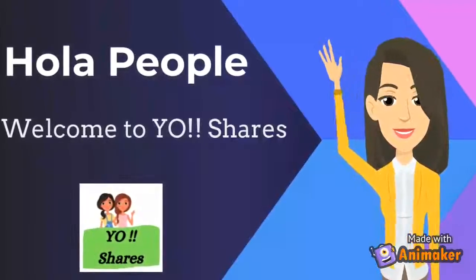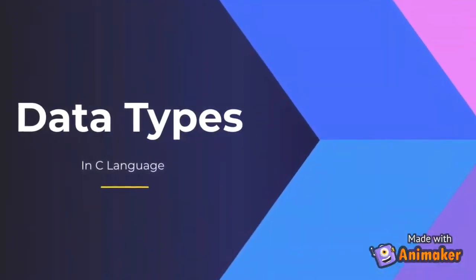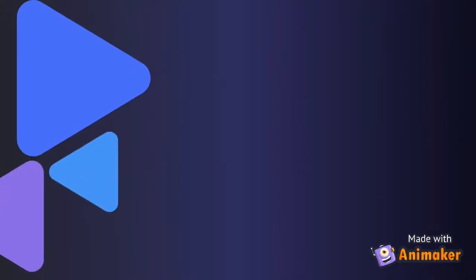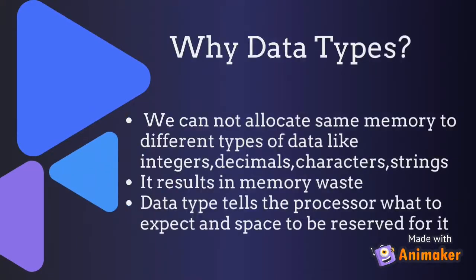In this video, we are going to learn something vital and interesting topic in programming language. Yes, we will learn about data types. What is the use of data types? We know that when you assign a value for a variable, some memory will be allocated. But how much? We cannot allocate same memory to different types of data like integers, decimals, characters, strings, etc. It results in memory waste, right? Yeah. To solve this problem, we got data types. Data types tell the processor what to expect and space to be reserved for it.